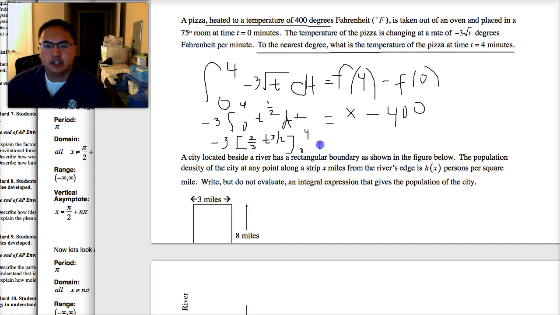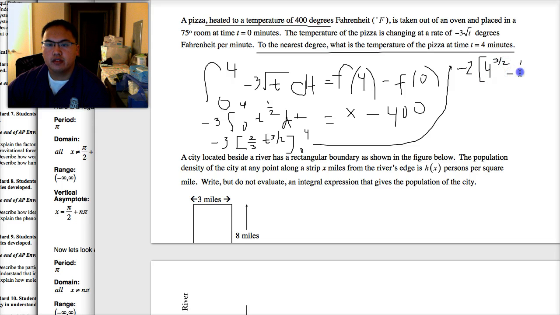I'm out of space, so I'll continue here. I will factor out this 2/3. You'll notice if I factor out a 2/3, these 3's cancel. So I'm just going to get a -2 once I factor out this 2/3. -2, and then I'm going to get 4 to the 3/2 minus 0 to the 3/2. So remember, I plug in 4 and I plug in 0. And you already know 0 to any power is going to be 0.